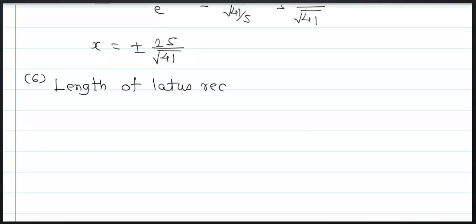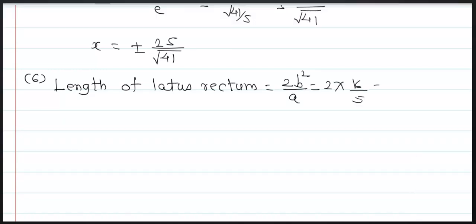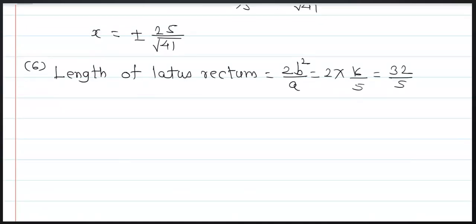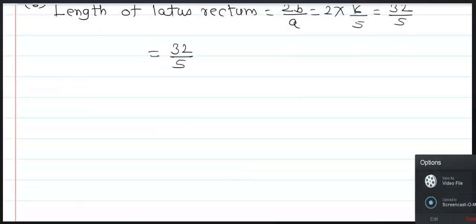Sixth, length of latus rectum, that is 2b square upon a, 2 into 16 upon 5, that is 32 upon 5. This is the length of latus rectum.